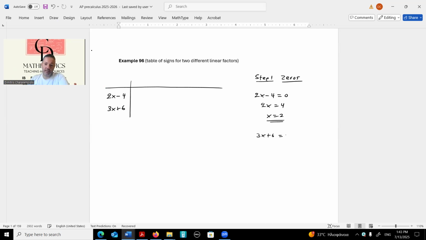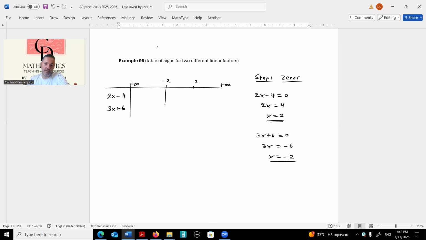3x plus 6 is 0, so 3x is negative 6, which means that x equals negative 2. So there I am. I have two zeros, 2 and negative 2. I should place them here on the number line, but be careful, they should be put in numerical order, from the smallest to the biggest. So at first we get the negative 2, and then the 2.